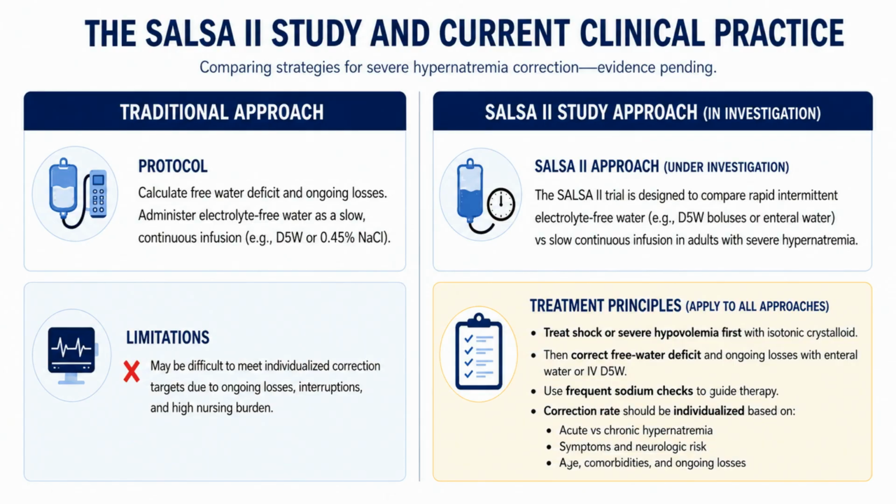Until stronger outcome data are available, the principles remain practical. Treat shock or severe hypovolemia first with isotonic crystalloid. Then replace free water deficit and ongoing losses. Check sodium frequently. Individualize the rate based on acuity, symptoms, age, comorbidities, and neurologic risk.